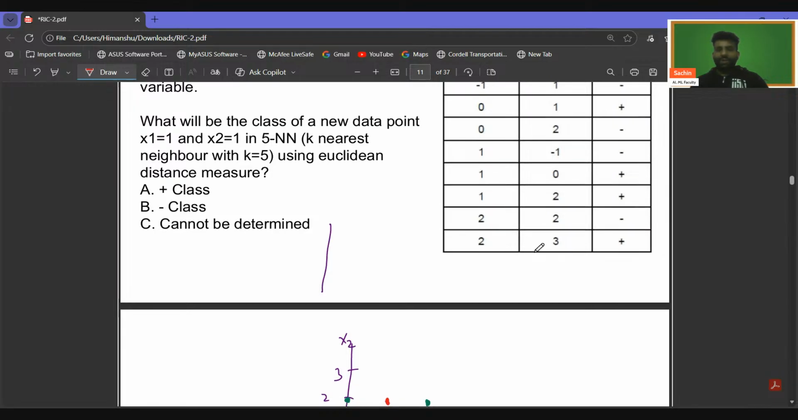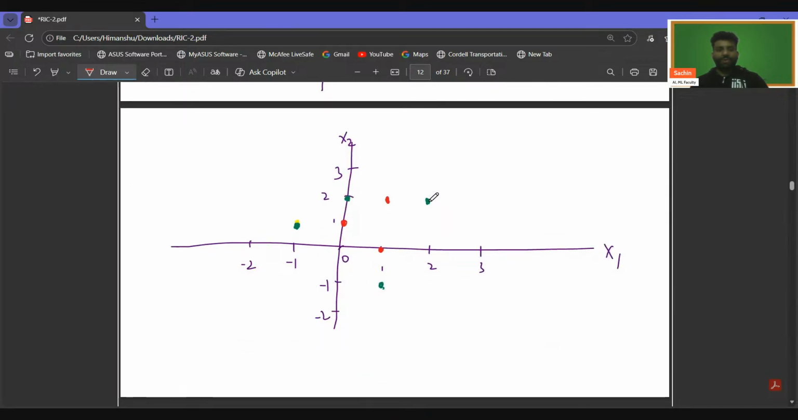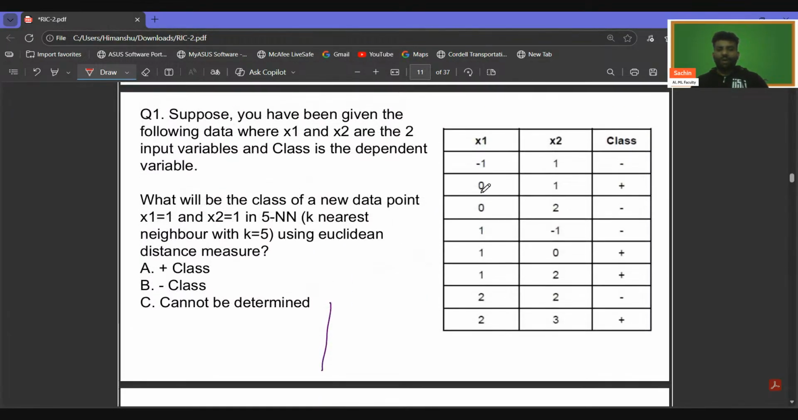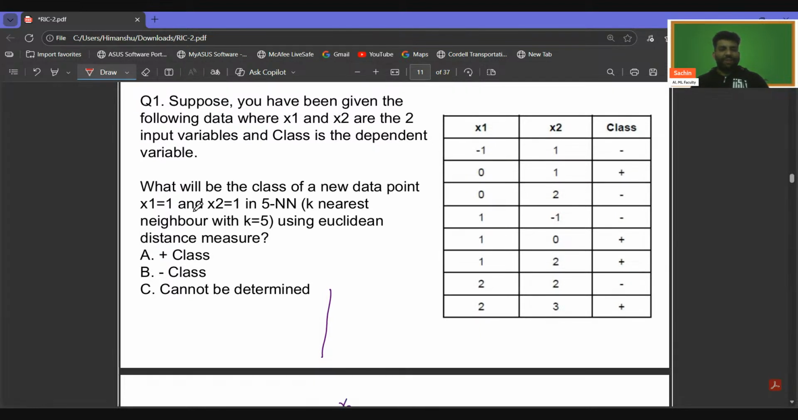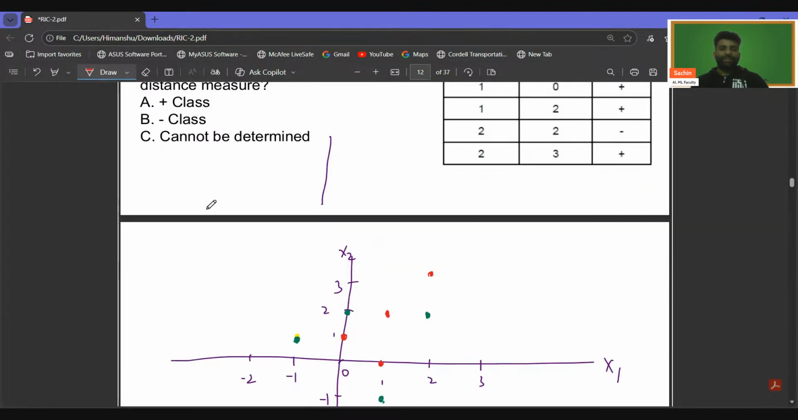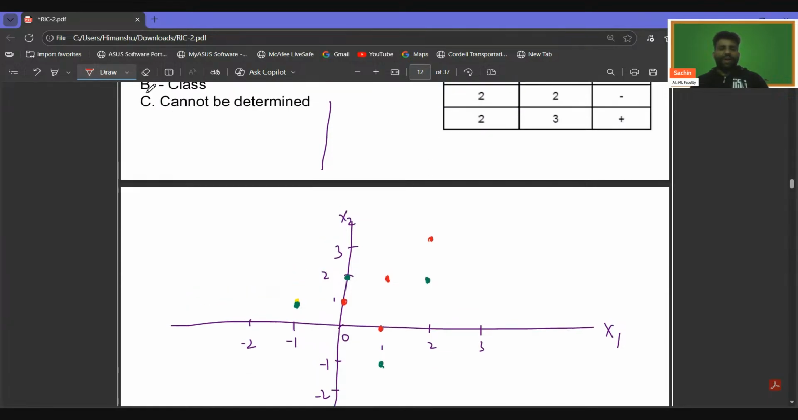Okay. Then 2, 3 is positive. So let's just check out. We have 4 negative class, 4 positive class data points: 1, 2, 3, 4, 5, 6, 7, 8. And what is the data point we are actually looking for? 1, 1. Okay. We need to identify this particular one.